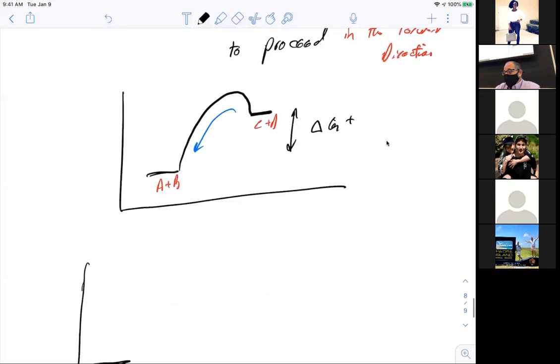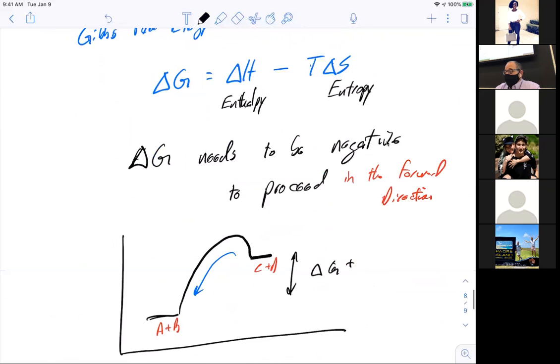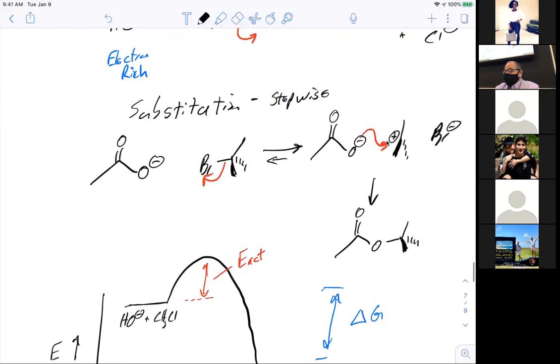And what happens in the first step? Well, the first step is the bromine leaves, right, to give me this carbocation. Which of these two do you think is going to be more stable? This or this? This or that? This is going to be more stable, right?